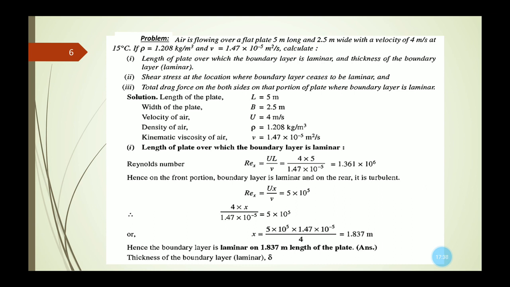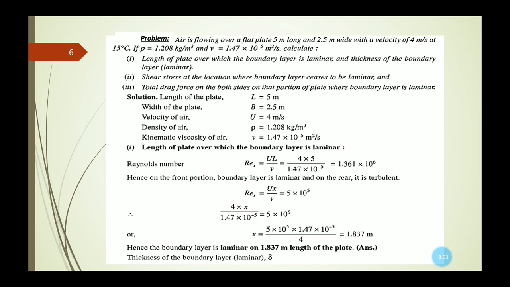Which is higher than the upper critical value of the Reynolds number, up to which the boundary layer is laminar. So that means at the start of the flat plate, on the front portion at the leading edge of the plate, the boundary layer is laminar, and at the rear the turbulent zone exists.